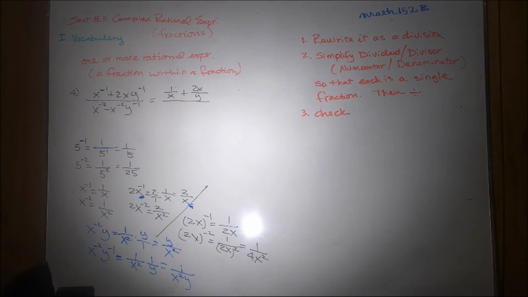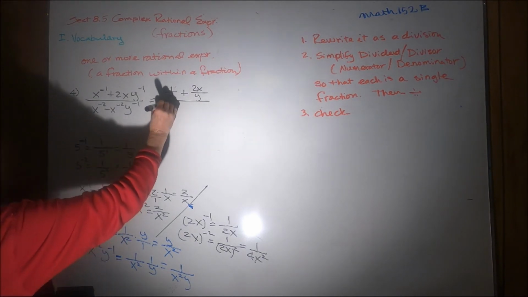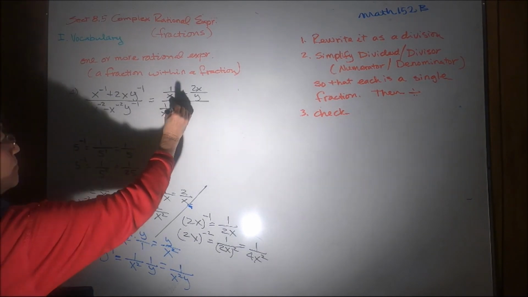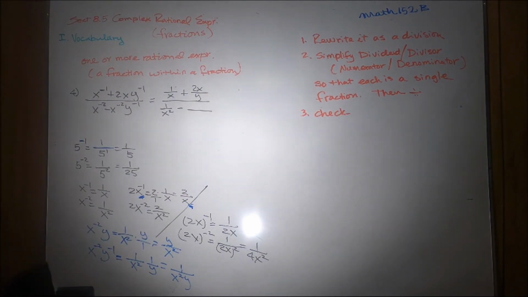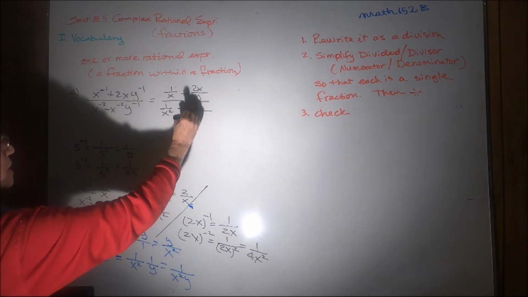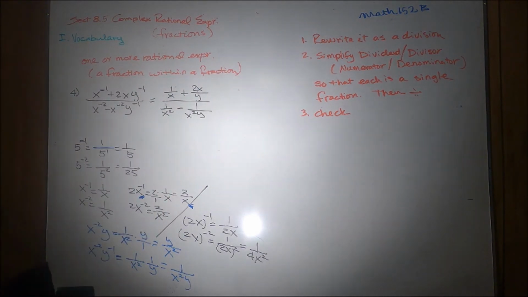Then x negative 2 will be 1 over x squared minus, right? Then this one will be what? 1 over x squared y. Is that right? Right?